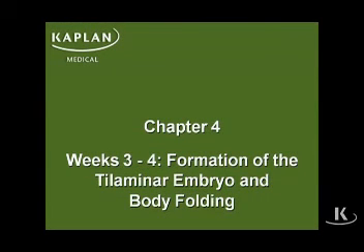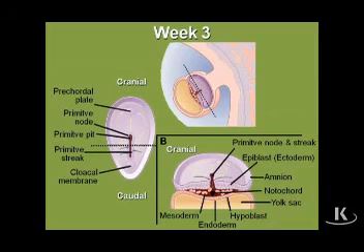We'll now look at what happens in development during the third week, and as we'll see, the critical event occurring in the third week is the conversion of the two-layered embryo into a three-layered embryo. As we look at this slide, we're looking down upon the upper surface of the epiblast at the beginning of the third week of development.